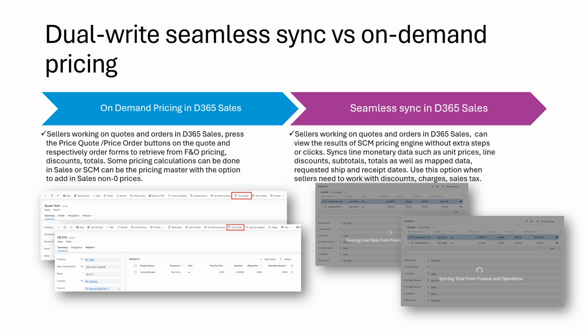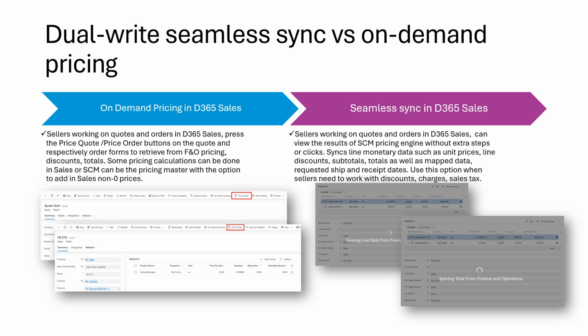It allows sellers to work on quotes and orders in Dynamics 365 Sales, then press the price quote, price order buttons, so that the data such as pricing, discounts, totals gets retrieved from F&O on demand. Some pricing calculations can still be done in sales, or we can choose for supply chain management to be the pricing master. You can also configure trade agreement evaluation so that it allows non-zero prices from Dynamics 365 Sales to be accepted in the Finance and Operations Supply Chain Management app.